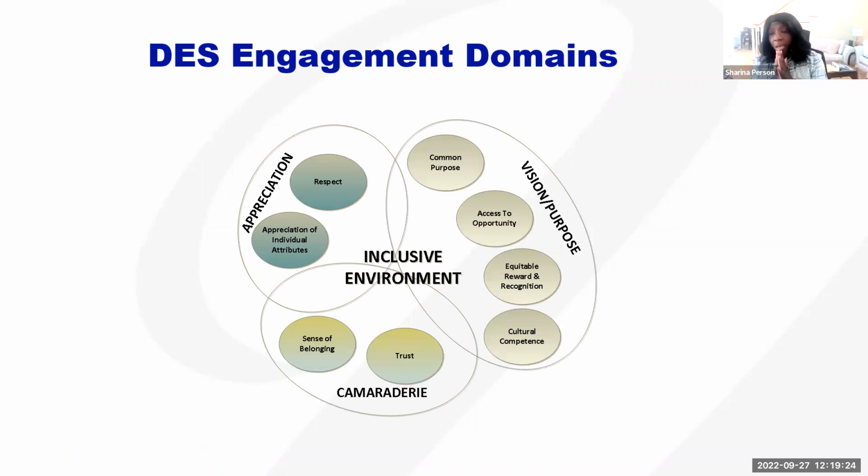So the appreciation of individual attributes and respect cluster into what we call an appreciation domain. Common purpose, access to opportunity, equitable reward and recognition, and cultural competence all cluster into what we call the vision purpose domain. And sense of belonging and trust cluster into what we call the camaraderie domain.